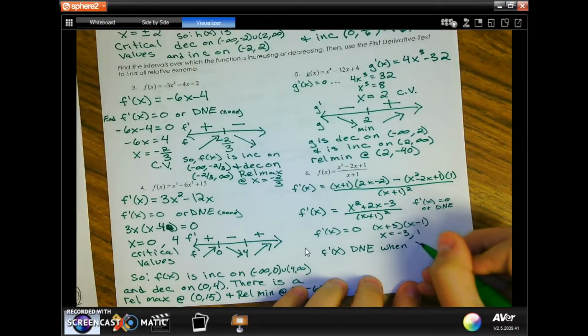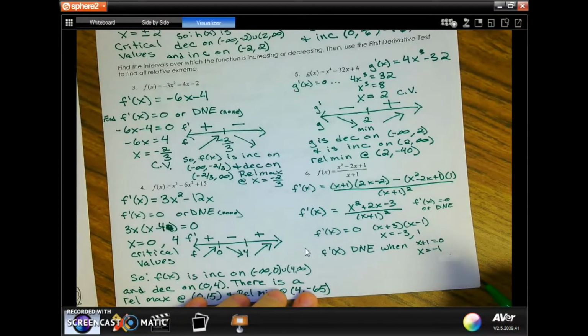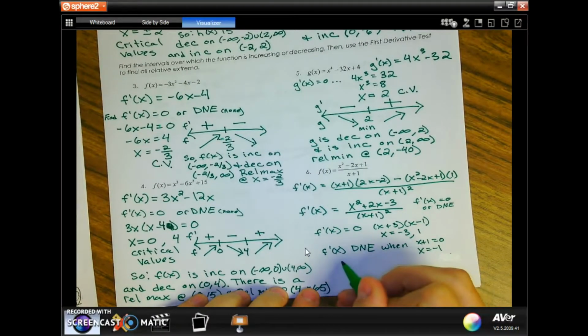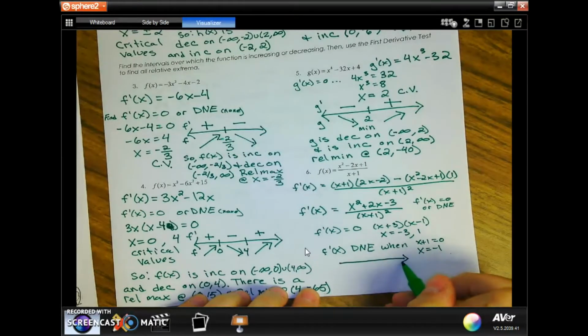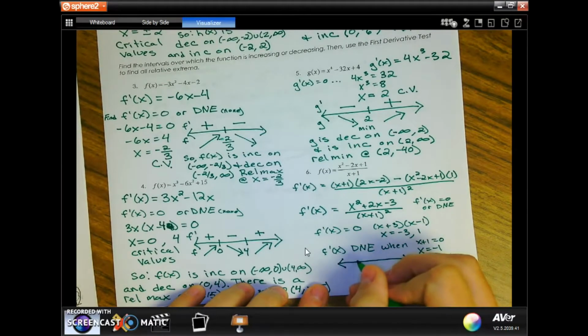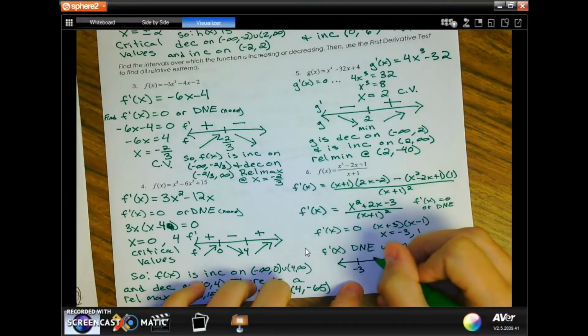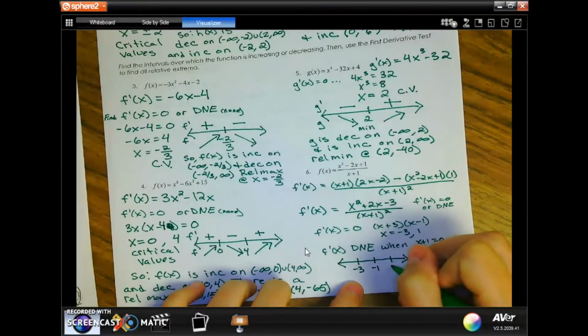So basically, if x plus 1 equals 0, x being negative 1 is going to be another critical value. So when I do my sign chart here, oh no, I'm running out of room. I'll have to sneak in a little sign chart. Remember, you need to go in order from left to right. So negative 3 is going to come first, then a negative 1, and then a positive 1.